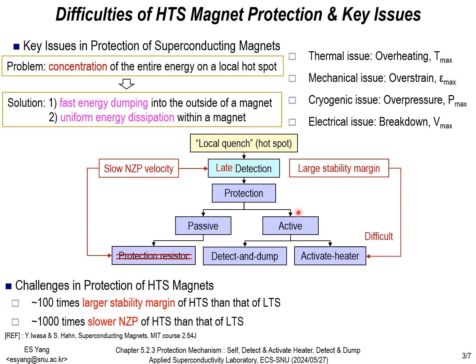Due to these characteristics, detect and activate heater is difficult, and slow detection makes the use of a protection resistor impossible. You can refer to sections 5.1.1 to 5.1.4 for stability margin, and for normal zone propagation, NZP, please refer to section 5.2.1. In conclusion, the most important point in protection is to either quickly remove the energy or ensure uniform energy dissipation. Now, I will explain the various protection mechanisms.